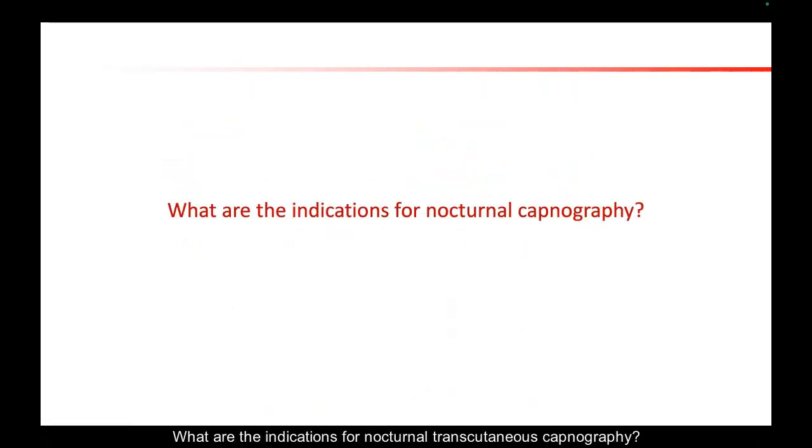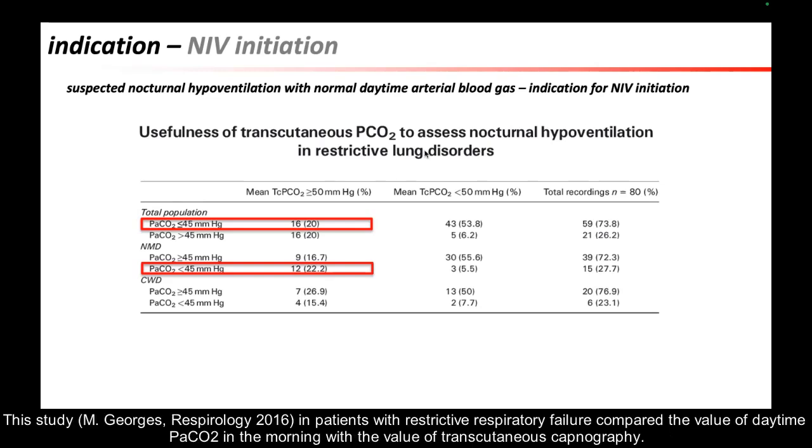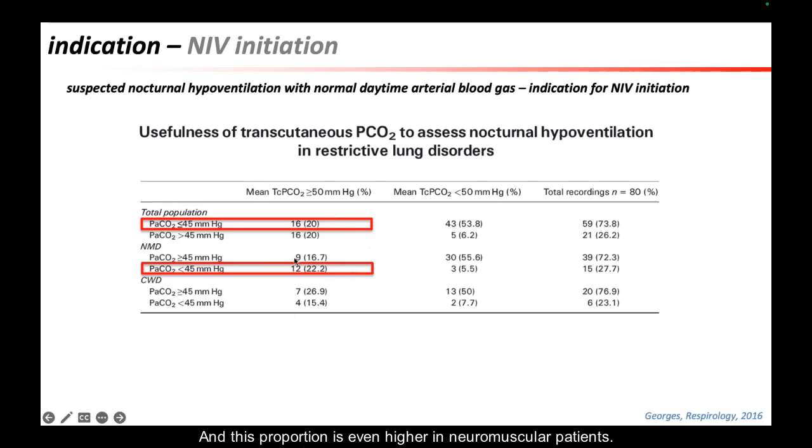What are the indications for nocturnal transcutaneous capnography? The first indication is the suspicion of nocturnal alveolar hypoventilation, which will indicate the initiation of non-invasive ventilation in patients who have a normal daytime arterial blood gas. This study in patients with restrictive respiratory failure compared the value of daytime PaCO2 in the morning with a value of transcutaneous capnography. And you see that in the general population, there are 20% of patients who have pathological capnography while they have normal daytime blood gas. And this proportion is even higher in neuromuscular patients.